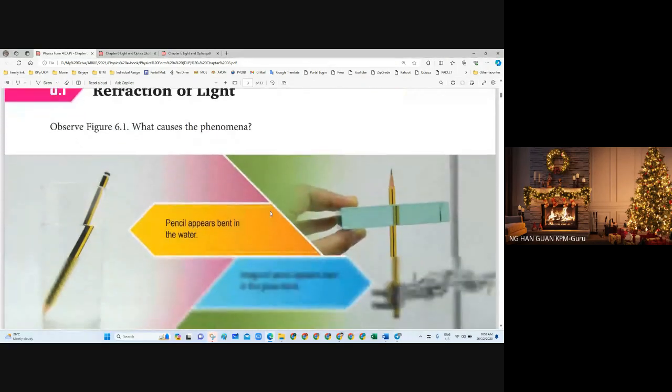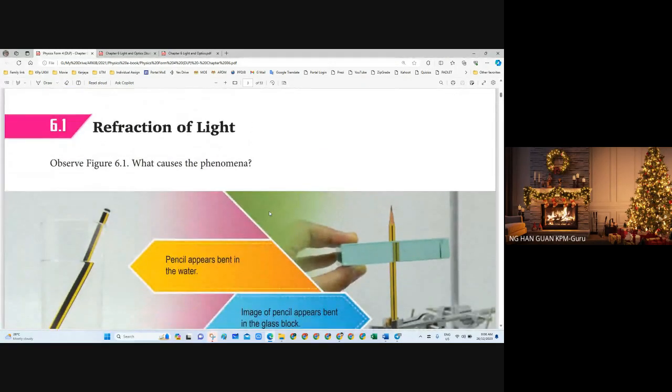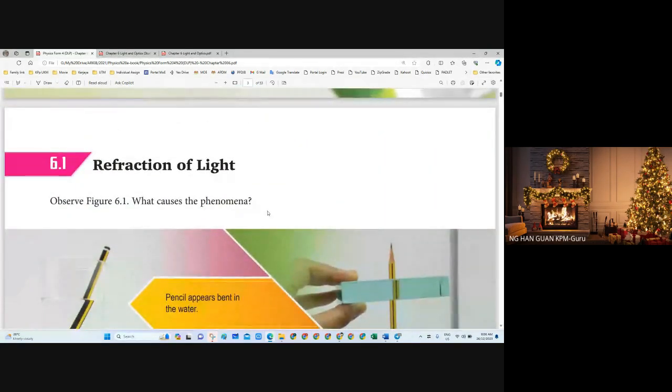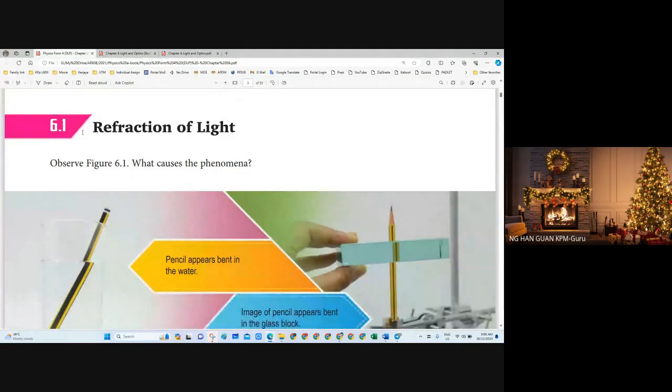Okay, so chapter 6, diffraction of light. This morning we will try to discuss two subtopics. But these two subtopics, actually you already learned the basic concept and theory in chapter 5. Alright, so this phenomenon here is the second phenomenon, diffraction of light.